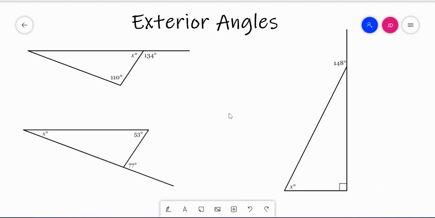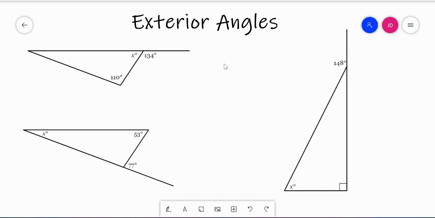In today's video, we are going to be looking at the exterior angles of different polygons, more so triangles or quadrilaterals. An exterior angle is an angle outside of the polygon. You extend one of the sides, and it's the angle formed on the outside of the polygon. So this is the inside, this is the outside. Inside, outside, inside, outside.